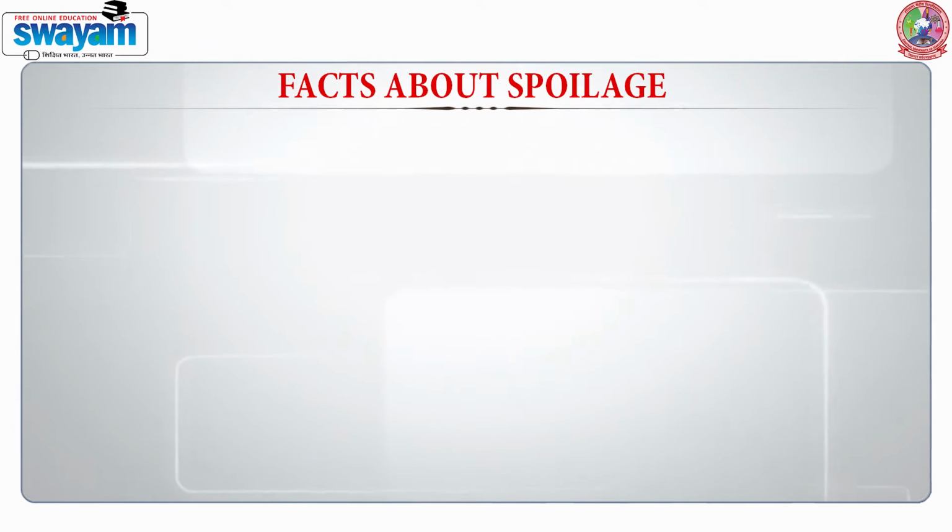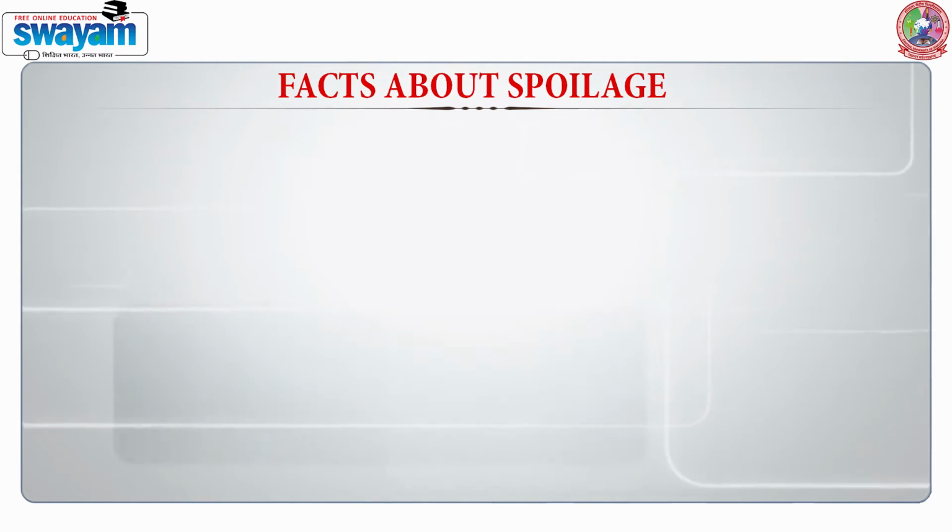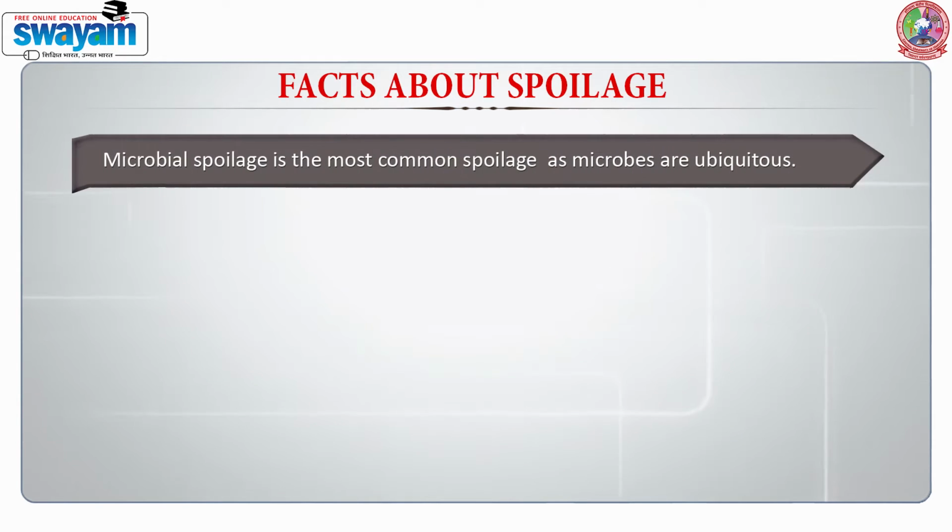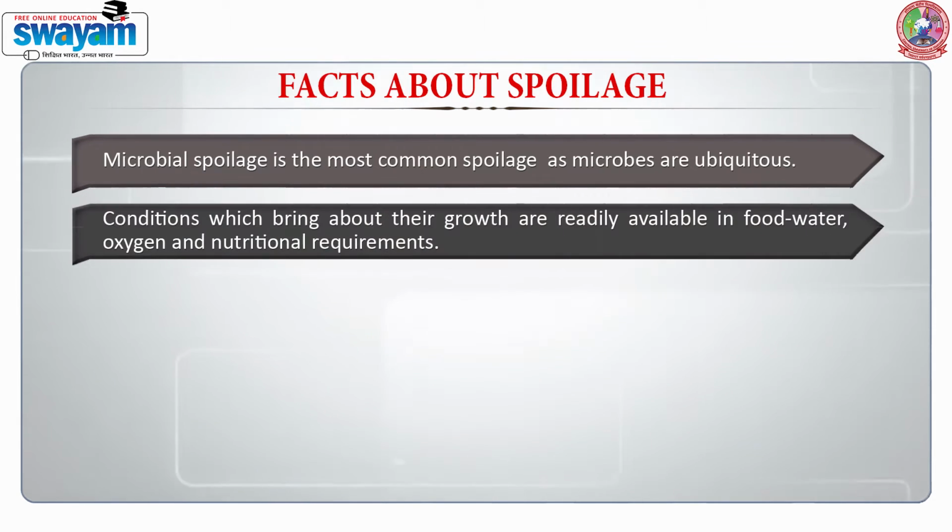There are certain facts about spoilage as a process. The first is that microbial spoilage is the most common form of spoilage. Why? Because these microorganisms are ubiquitous, present virtually everywhere, and the conditions which bring about their growth are available in food, be it water, oxygen and other nutrients.